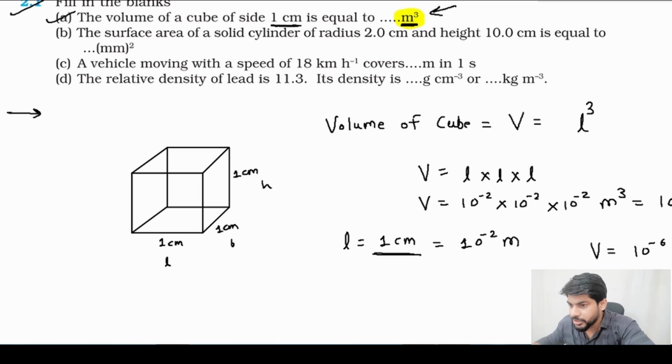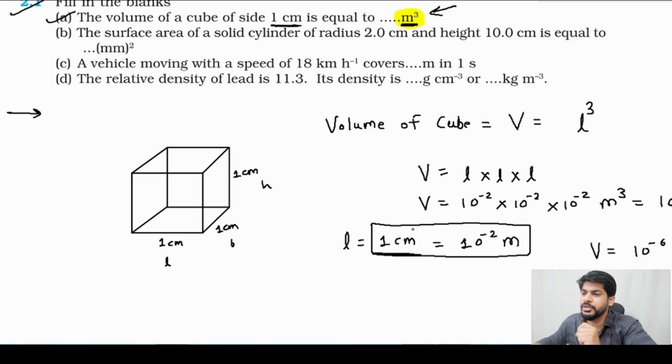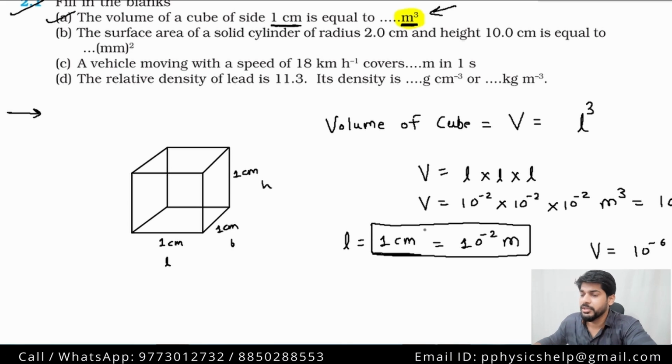Here 1 centimeter is 10 raised to minus 2 meters. If you don't know this conversion, please go and check it, because we can't do it right now over here. If you want, I will tell you.